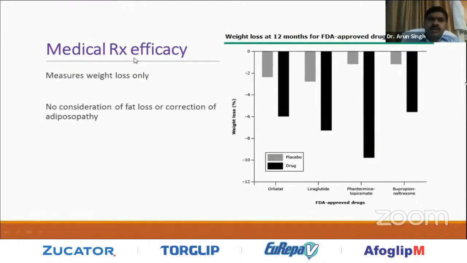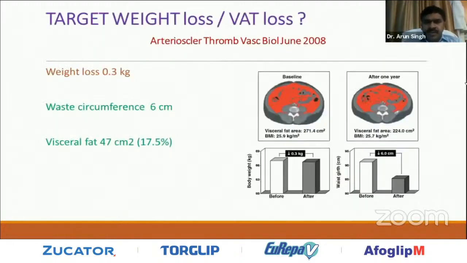Again, the problem with medical treatment is that they just consider the effect of treatment on overall weight. They do not consider its differential effect on lean weight loss, body fat loss, or loss of visceral tissue. That is one drawback with this approach. And they do not take into consideration the importance of correction of adiposopathy, that is adipocyte inflammation and adipocyte dysfunction. So those are not considered while using pharmacotherapy.